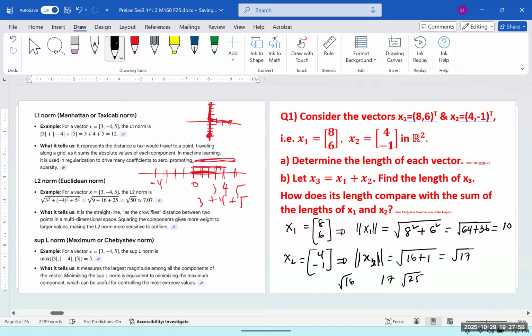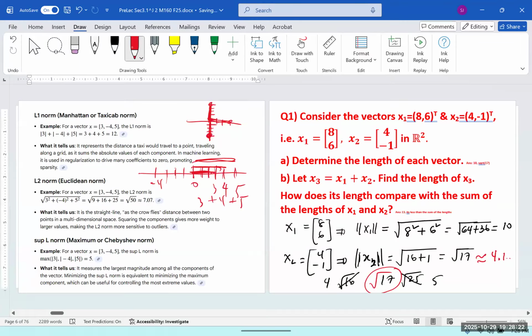So if you take the square root of both, what is the square root of 16? And what is the square root of 25? So can you guess what will be the square root of 17? It's between 4 and 5. So 4 point something. 4.1 could be, it could be 4.1, 4.2, 4.3, anything, but it has to be somewhere between 4 and 5.